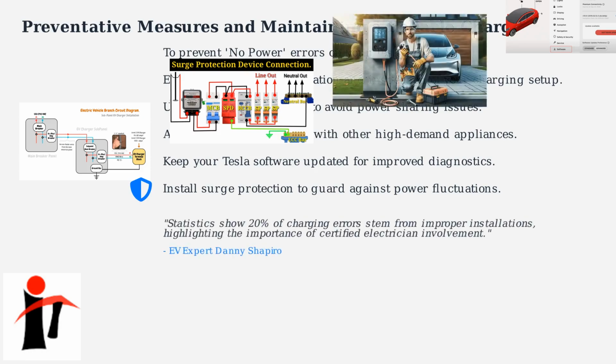As EV expert Danny Shapiro emphasizes, statistics show 20% of charging errors stem from improper installations, highlighting the importance of certified electrician involvement. Finally, perform regular maintenance checks on your wiring, outlets, and charger components, and conduct proactive voltage tests to ensure everything remains in optimal condition. By following these preventative measures, you'll maintain a reliable and trouble-free charging setup for your Tesla Model Y.